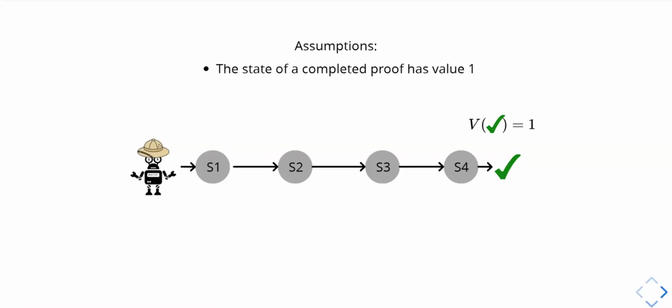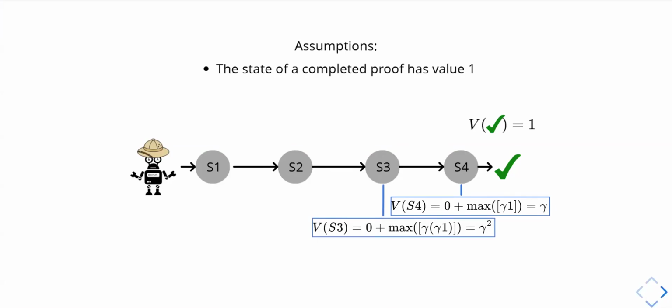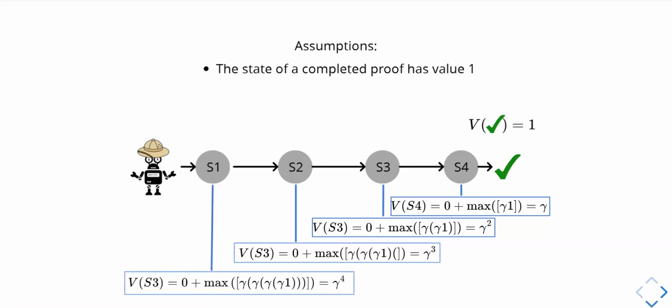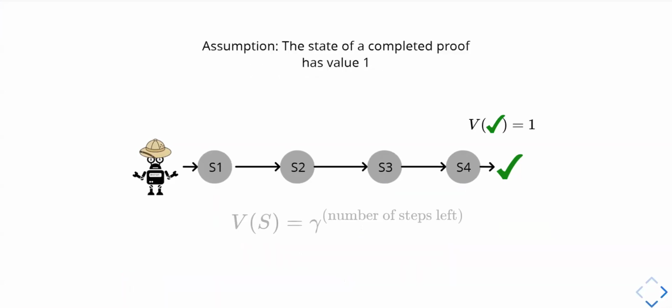Now we can run our equation. We know there are no other rewards here. So we're doing 0 plus the maximum across actions times gamma. So the value of state 4 is just going to be gamma. We can do the same thing with state 3: 0 plus the maximum of gamma times the next state. So now we've got gamma squared. And we can keep doing this on and on for state 2 and state 1. And what we notice is that for all of these states, their value ends up being gamma to the power of the number of steps they have left before they get to this final reward.